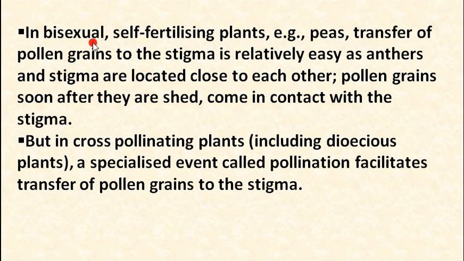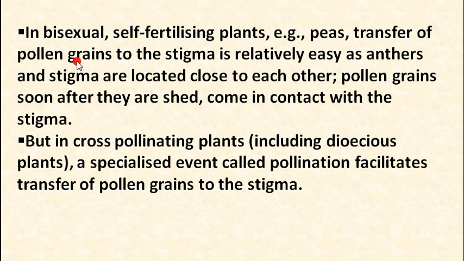In bisexual self-fertilizing plants, for example peas, transfer of pollen grains to the stigma is relatively easy as anthers and stigma are located close to each other. Now this is the case of a bisexual plant, for example pea. Pea means मटर.